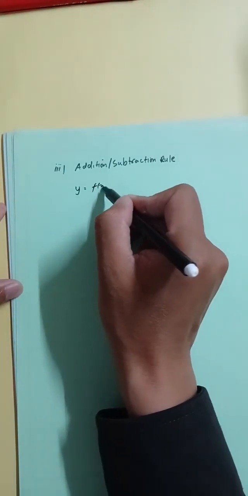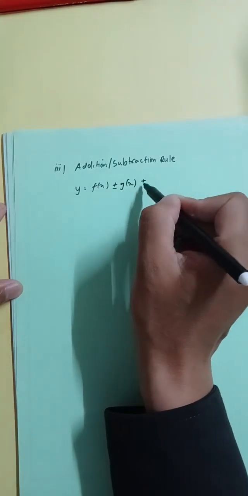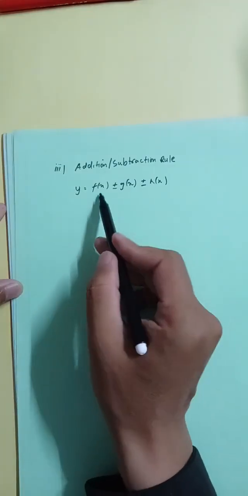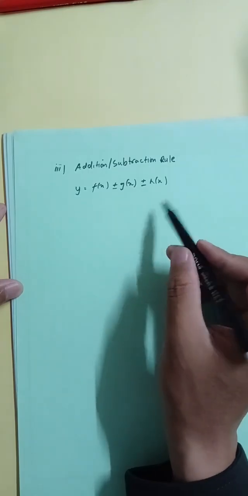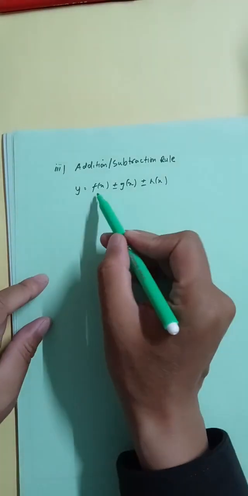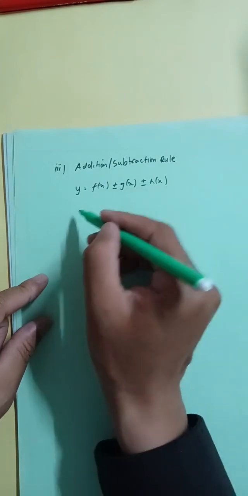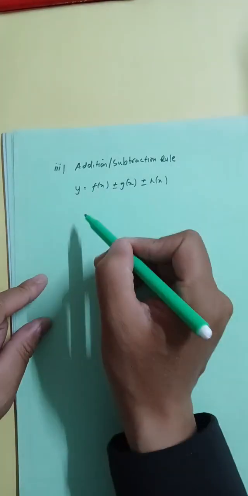f of x plus or minus g of x plus or minus h of x. You can have more than two terms, three terms. In your textbook there may be two terms, but no problem. If you have more than one term, 1, 2, 3, you differentiate term by term.